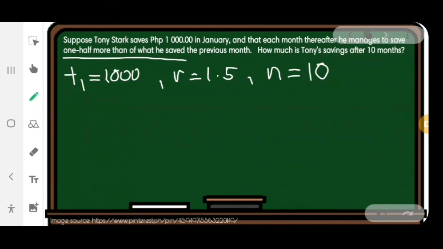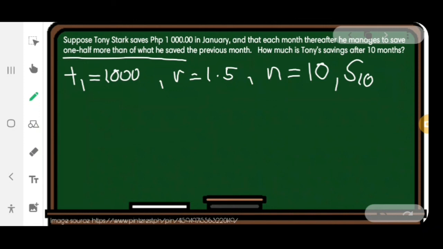Now, this is not an arithmetic sequence because we have here a ratio and not a difference. Be careful in identifying the given values. So, we are looking here for what? Is it the 10th term or the sum of the first 10 terms? Okay, very good. It is the sum of the first 10 terms, because you are going to add Tony's savings from January up to October. So let us solve now.